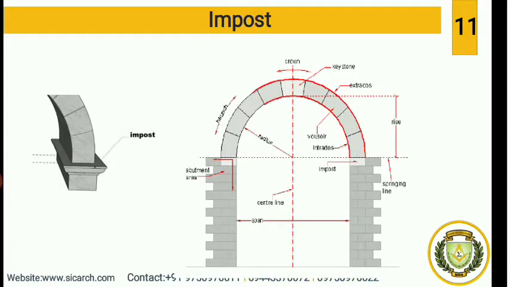Impost. Impost is a bigger stone kept as a base of an arch. So, this is an impost. From an impost, a skew back or a springer will start.